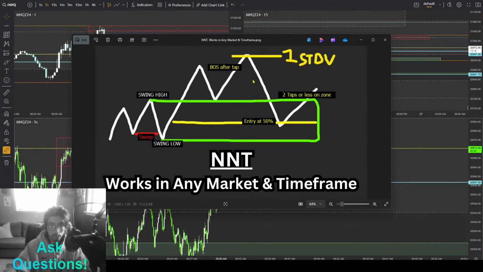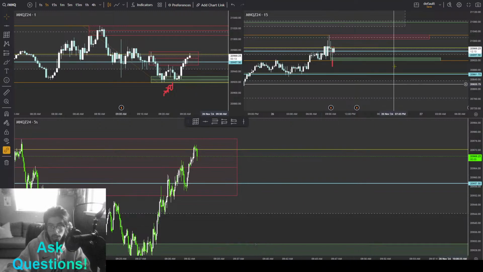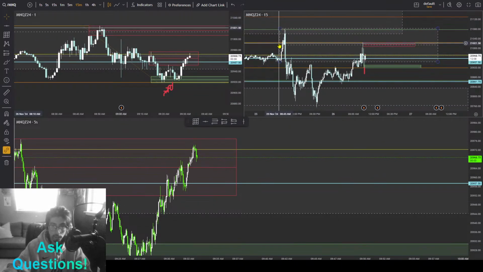But I think that's it. So this is all we're trading. I trade nothing else, only this. This is what I teach. And then we can use the higher time frames to indicate what's happening. And let me show you a 15-minute example also.